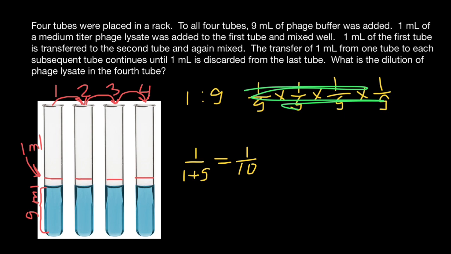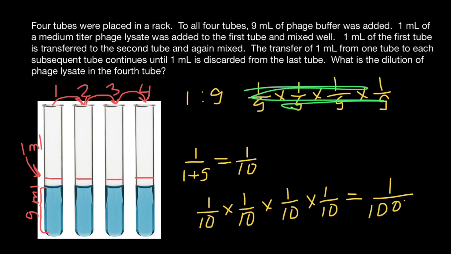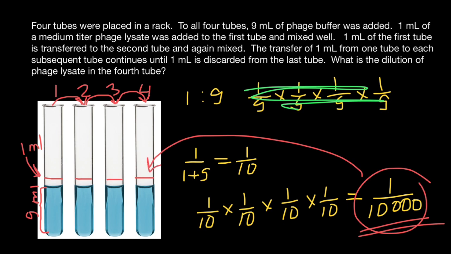So what we actually have to do is multiply 1/10 4 times. So 2, 3, and 4. In the numerator we have solid, in the denominator we have solid plus solvent, so solution. The volume of the solid we have to divide by the volume of the solution. And the answer is going to be 1/10,000. So this is going to be our answer. This is the dilution that we are going to get in test tube number 4.